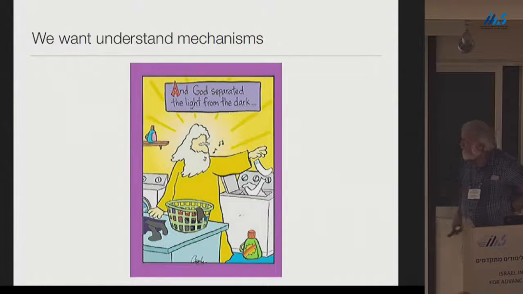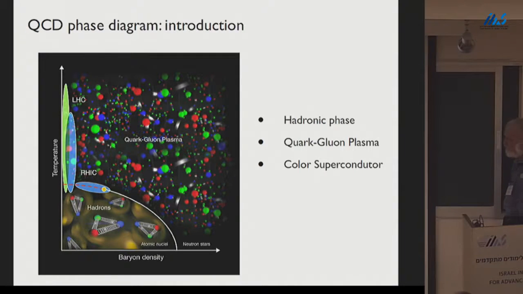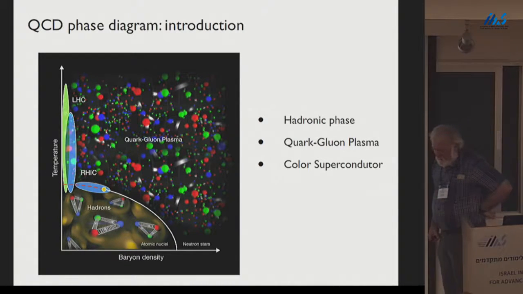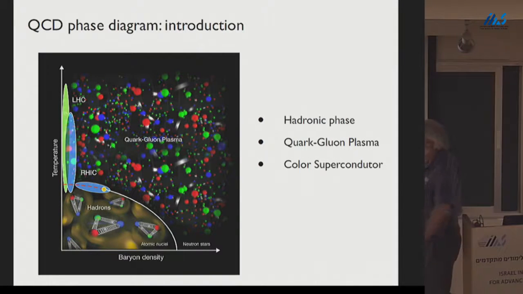So we want to understand mechanisms. Here's one, but that's probably not the best explanation. So, let me start here. In terms of our ability to understand the early universe and related phenomena today, what we're really talking about is roughly the scale of QCD, which is an extraordinarily complicated system.